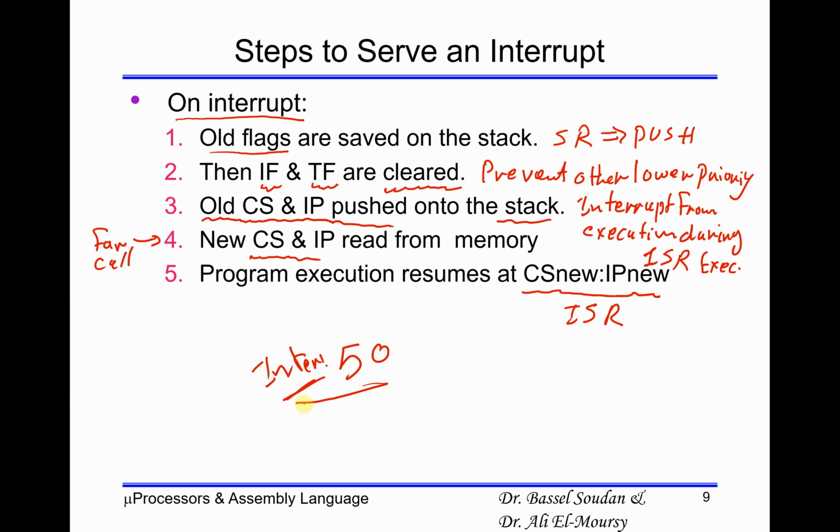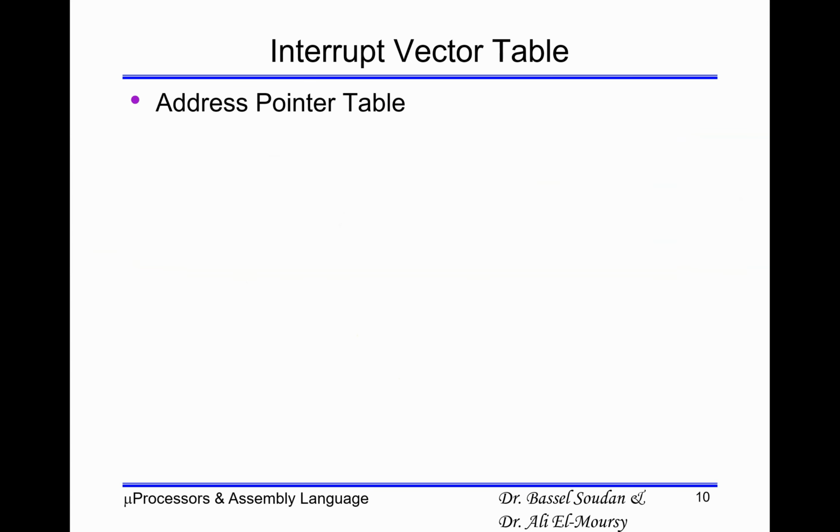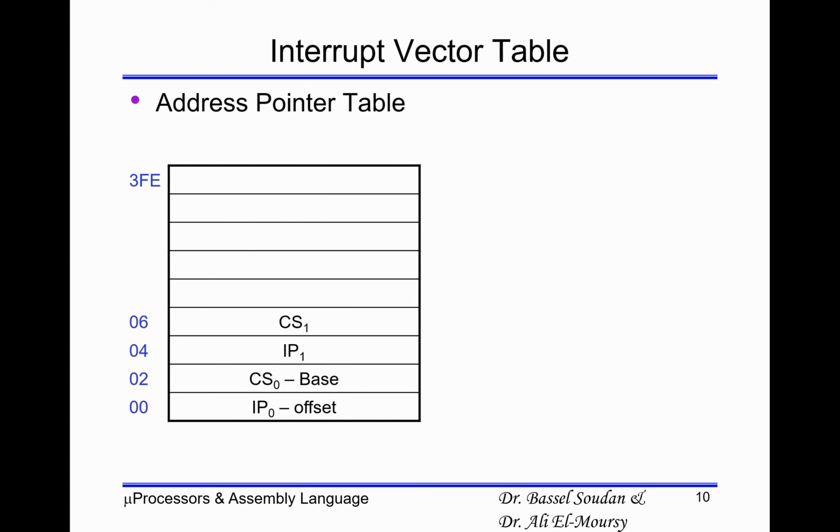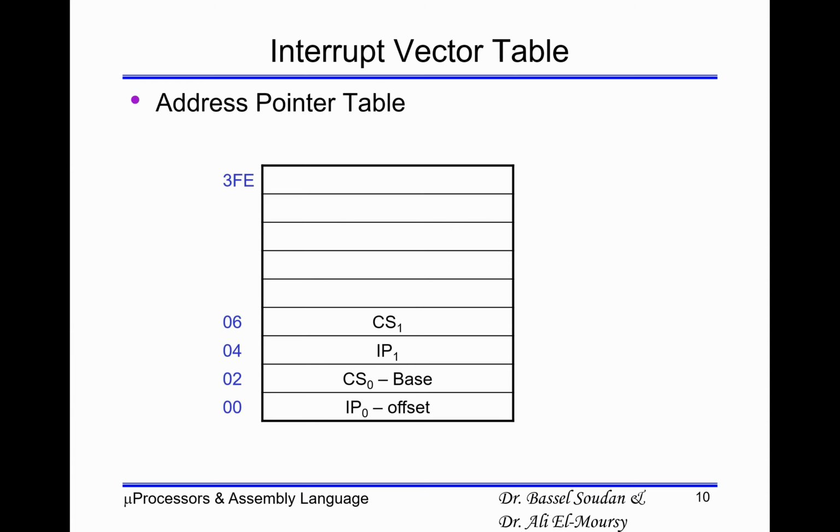How can the microprocessor know where to go from that number? All the microprocessor will receive is the number of the interrupt, the ID for interrupt 50. What will be happening? In order to assist the microprocessor to do that, we have what's called the address pointer table. What's the address pointer table?